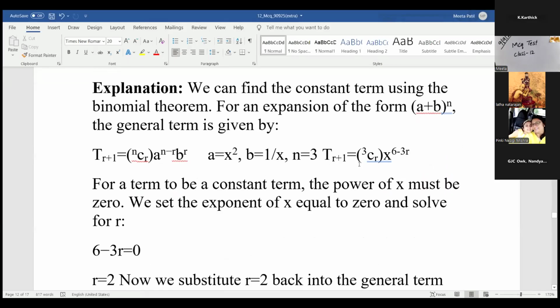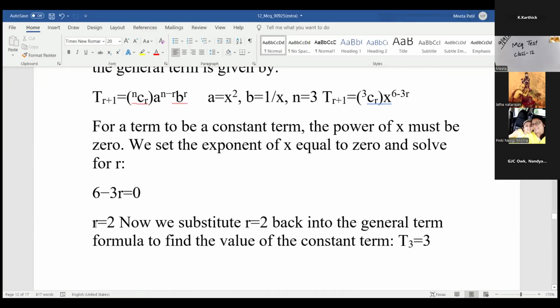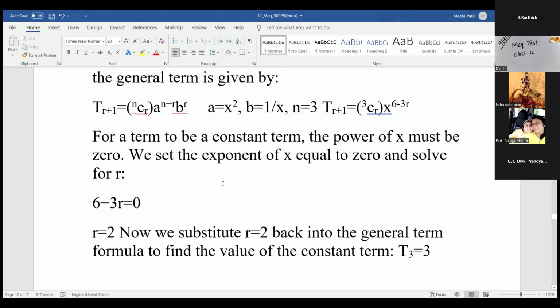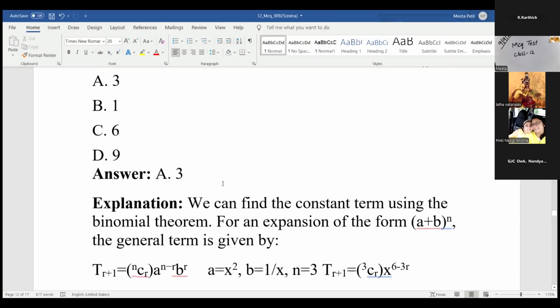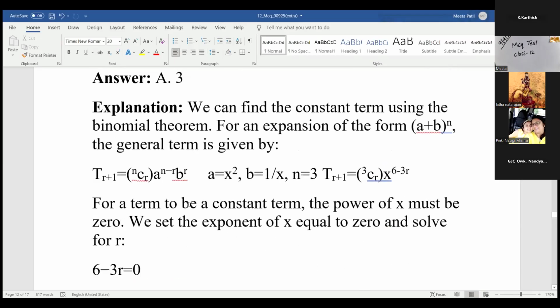So for this equation, we set the exponent of x equal to 0. That is, 6 minus 3r is equal to 0. We will get the r value as 2. Further, substitute r is equal to 2 in the general term. You will get the answer T3 is equal to 3. So your answer is option A, 3.